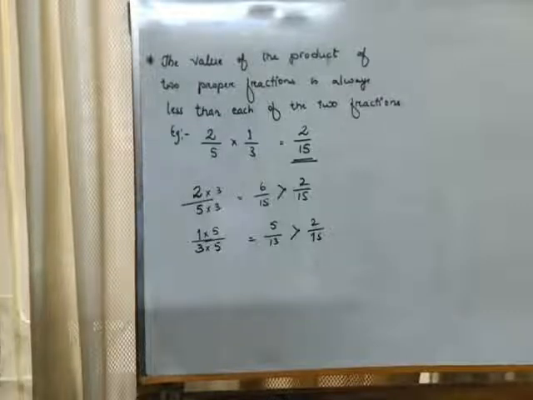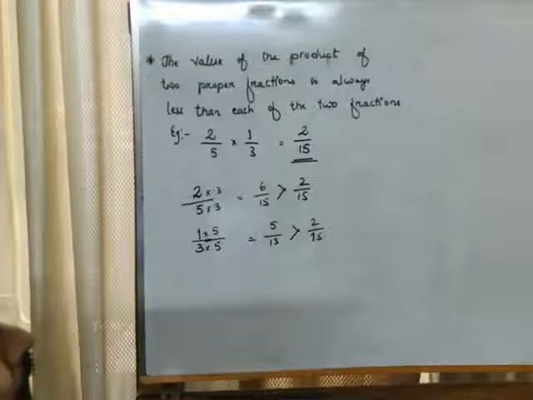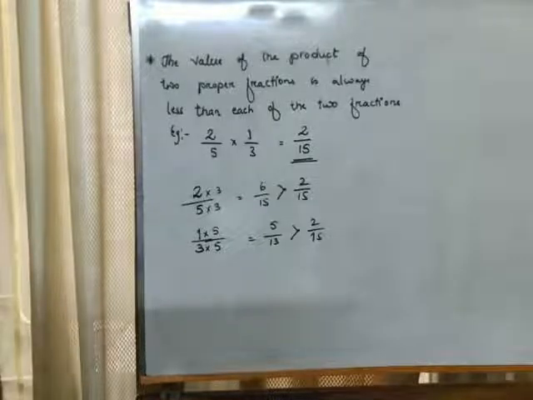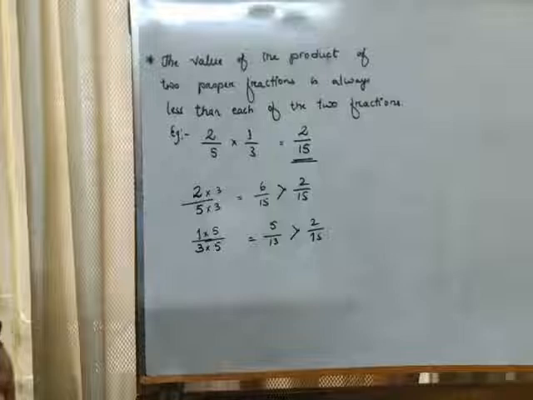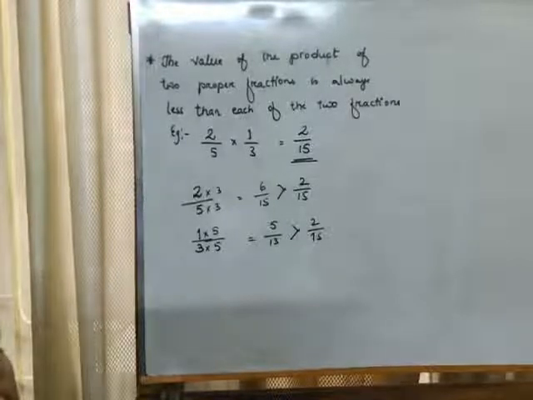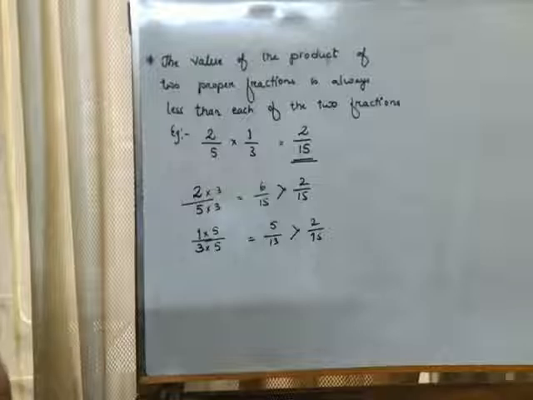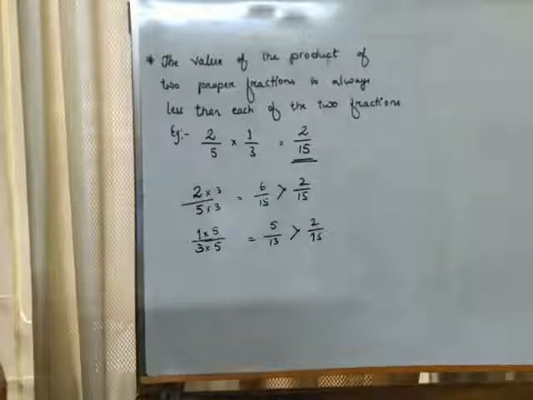Next, the value of the product of two improper fractions is always greater. If less than comes for proper fractions, obviously for improper it will be the opposite, so it will be greater than each of the two fractions. Lopamudra, is it clear to you? Hirok?